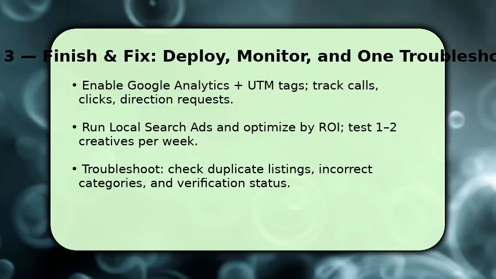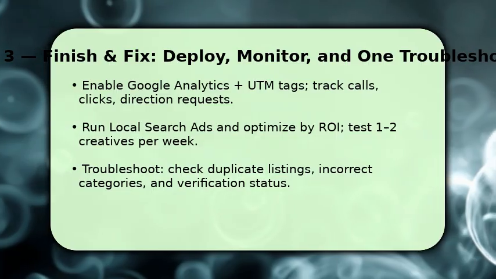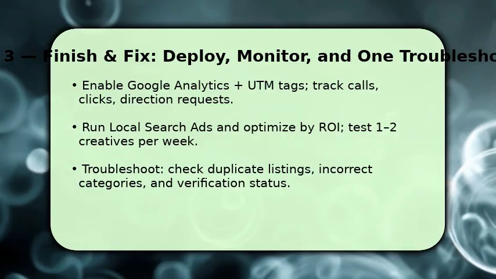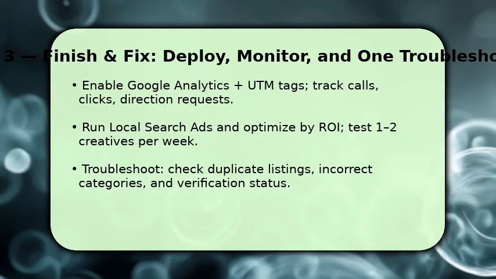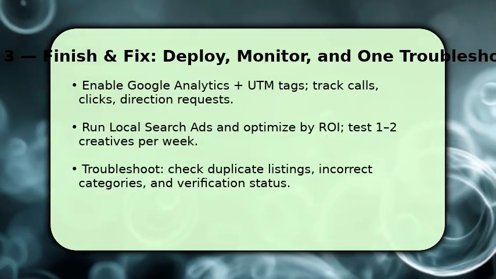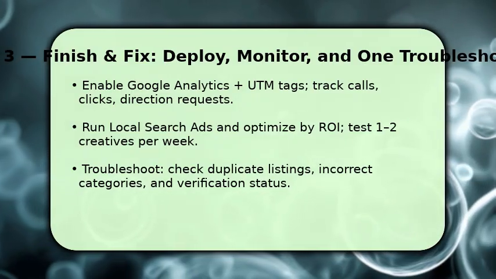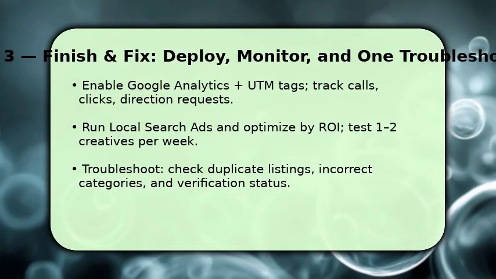Once you see conversions, invest in local search ads and test 1 to 2 creatives weekly to improve cost per lead. Make data-driven adjustments to offers and hours based on peak queries. If something breaks, check for duplicate listings, wrong categories, or pending verification. Those are the usual culprits. Fixing them restores ranking and tracking quickly.